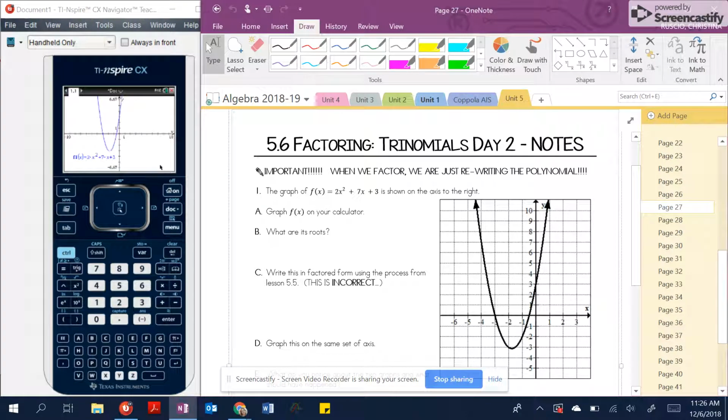So 5.6 Factoring Trinomials is a continuation of what we did the day before. We're just going to spice it up a bit. It looks really similar. You're like, what? This looks just the same as what we were doing last lesson. However, there's something that's different.